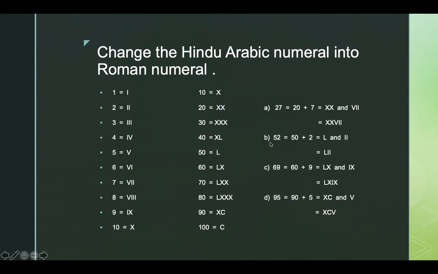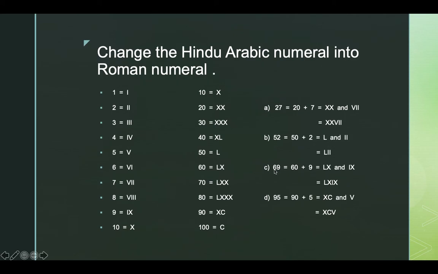Now the next example is 52. Again we will separate this in tens and ones. In other words, children, we can write this in expanded form: 50 plus 2. So what is the symbol for 50? 50 is written as L and 2 is written as II. So L and II. We have written here together LII. That is the symbol for 52.